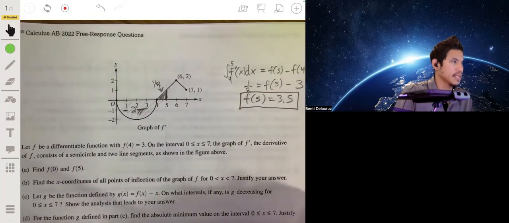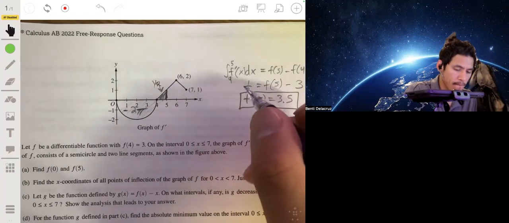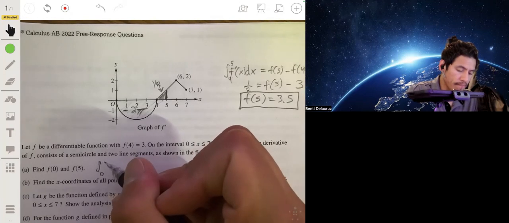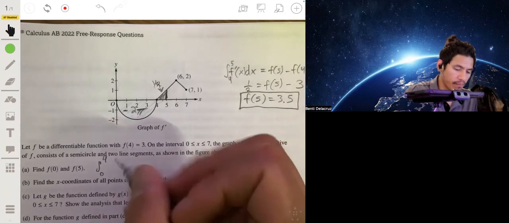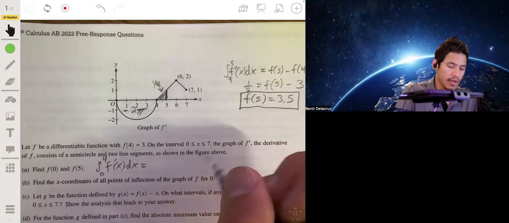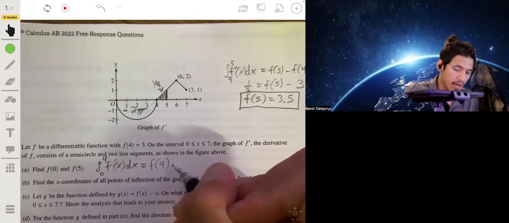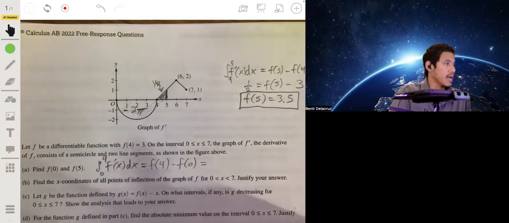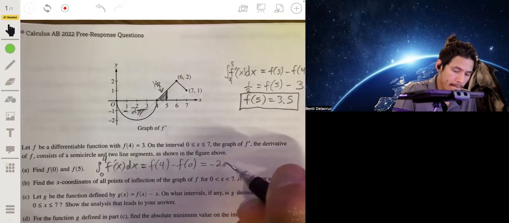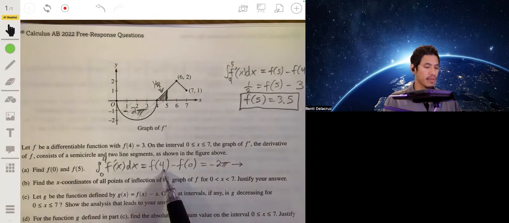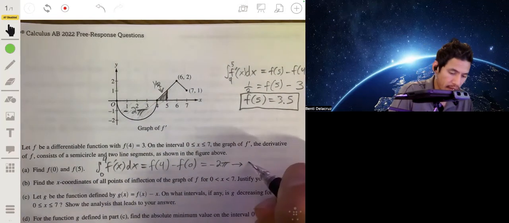Likewise, we can set up the integral from 0 to 4 of f prime. That's f of 4 minus f of 0, and we know that's equal to negative 2 pi. And we know that f of 4 is equal to 3. So 3 minus f of 0 equals negative 2 pi.